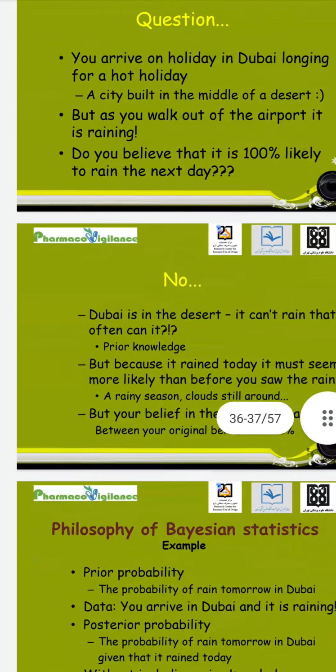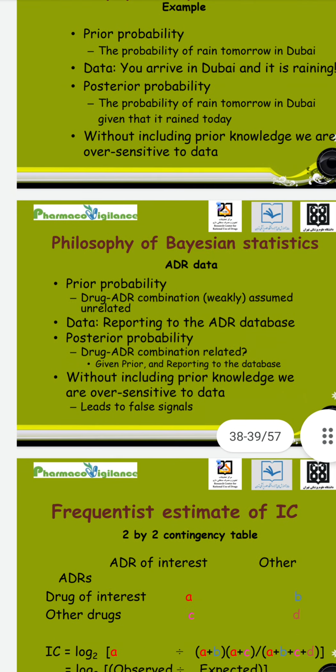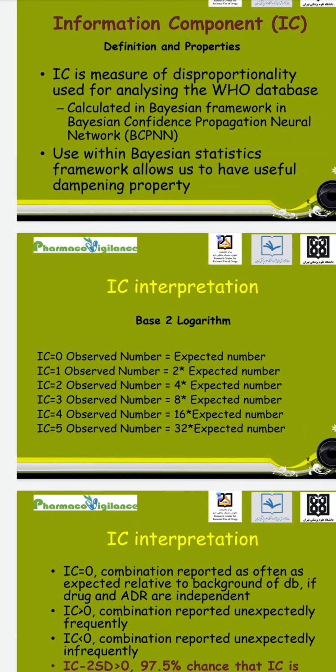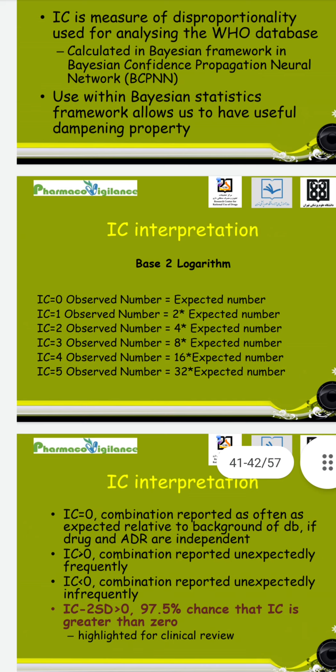Now, IC interpretation. We have a base 2 logarithm. If the IC is 0, it means the observed number is equal to the expected number. If the IC is 1, it means the observed number is 2 times the expected number.